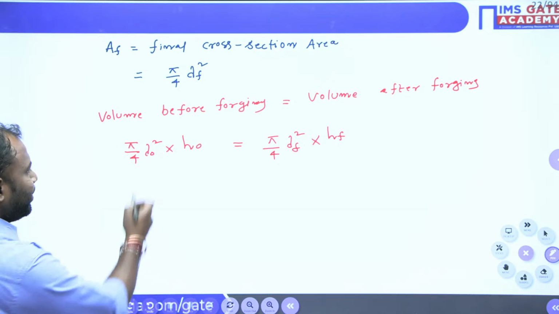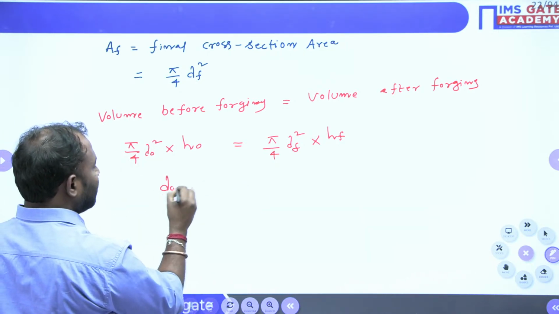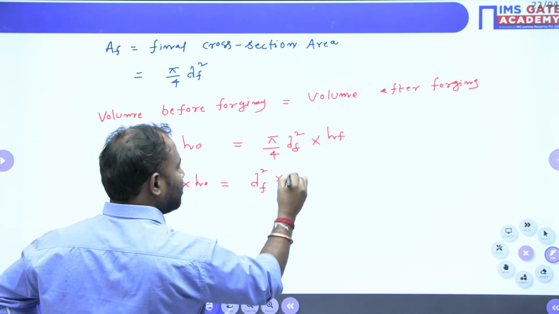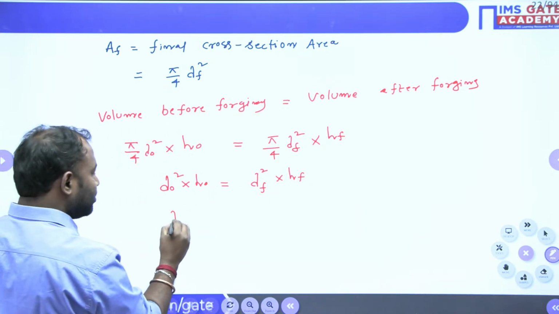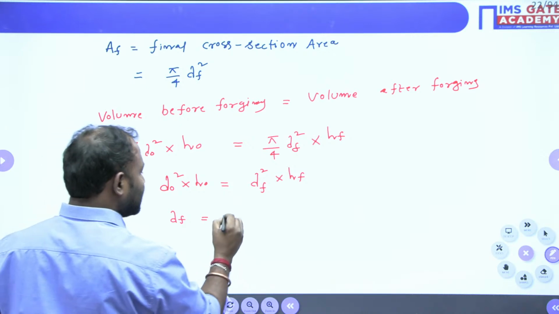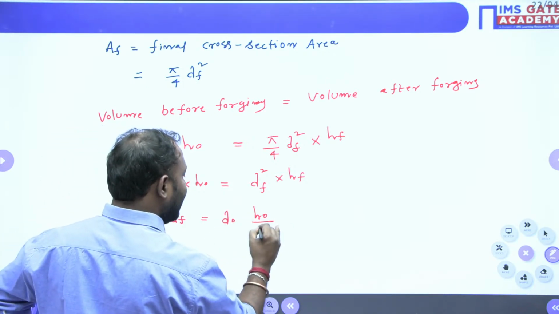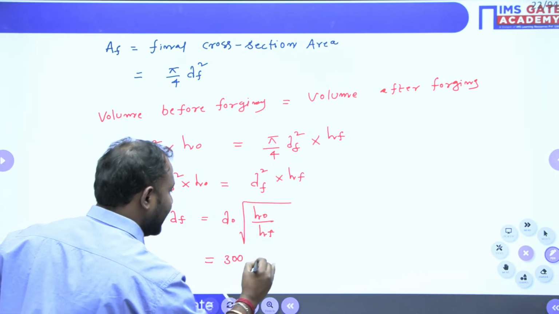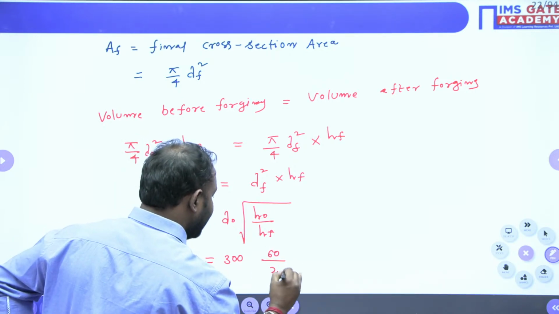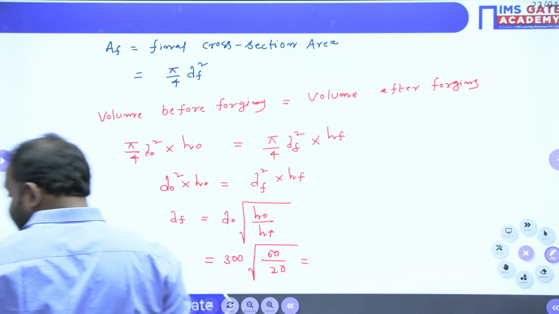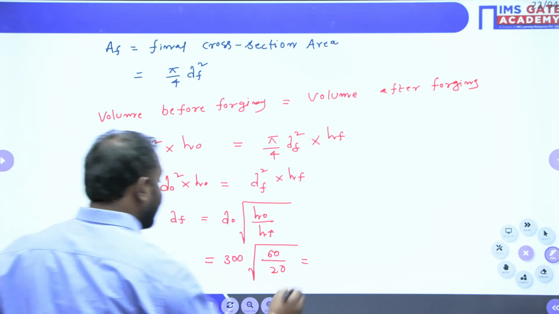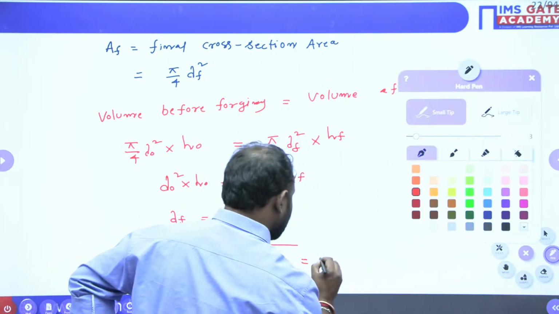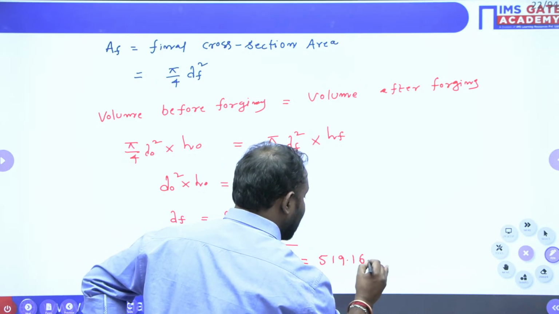Now here, pi by 4 will get cancelled. Now d naught square into h naught is equal to df square into hf. From there I require df. So df is equal to d naught into h naught by hf under root. Now d naught is 300, h naught is 60, hf is 20, under root. Now from there you are going to get df equal to 519.16 mm.